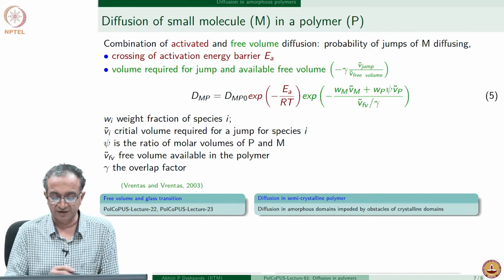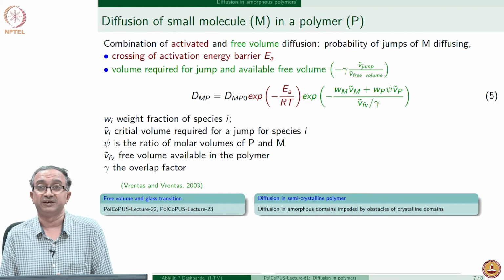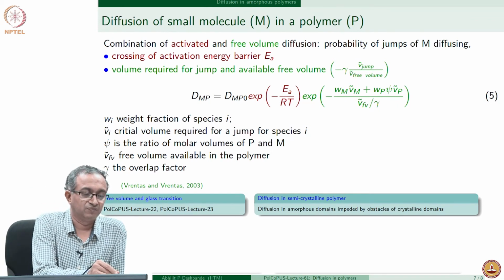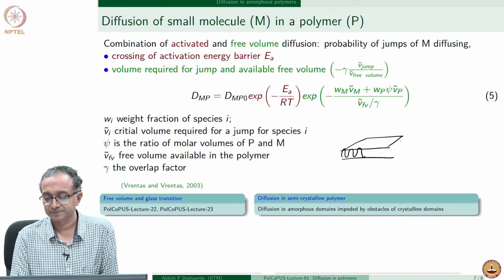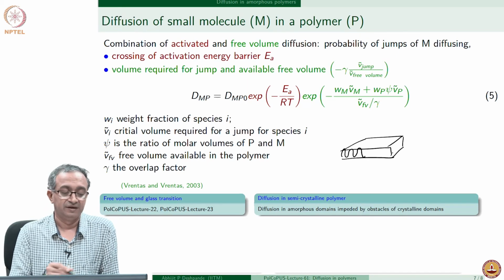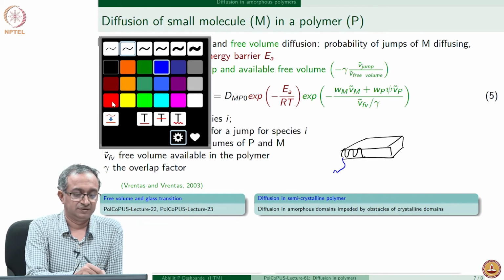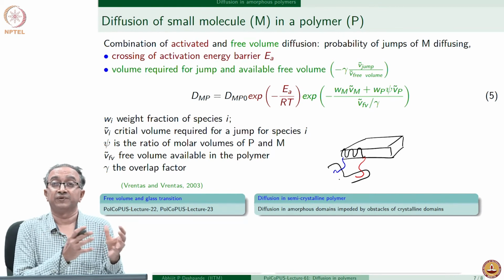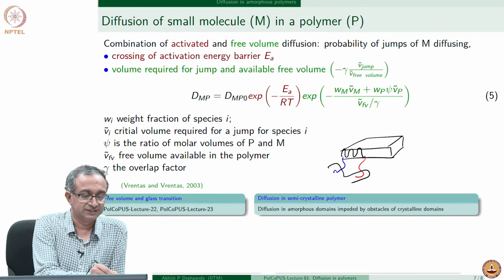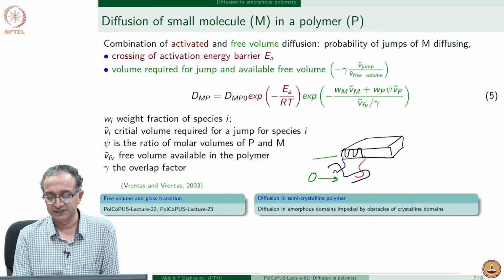Now, having seen this picture, a question that we can ask is what happens when diffusion is happening in a semi-crystalline material. In a semi-crystalline material, what we have is, let us say, a lamella of crystalline material, and then of course, surrounding this is the amorphous state. So, we can have a combination of crystalline state and amorphous state, and if a small molecule is diffusing, how does it diffuse in this and how does it diffuse in this?